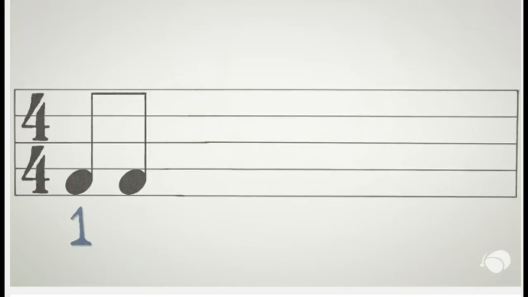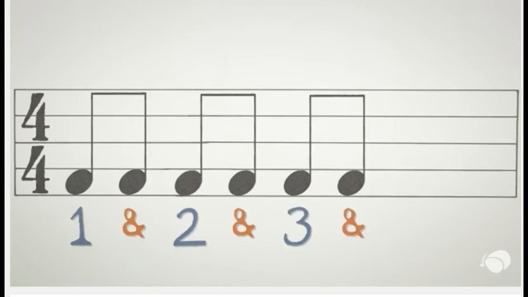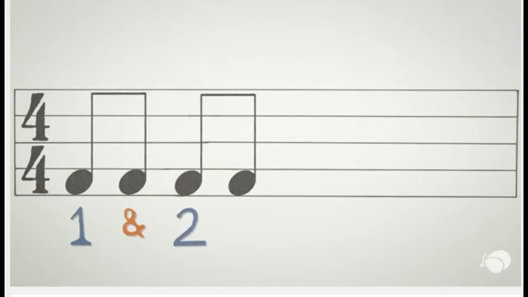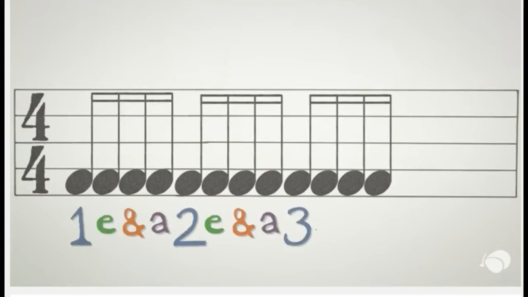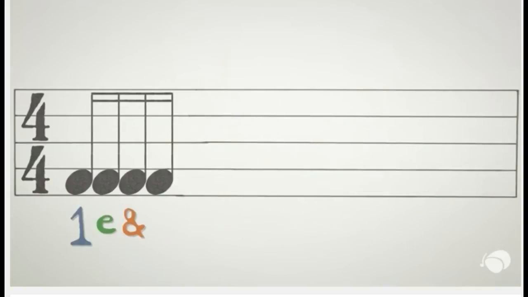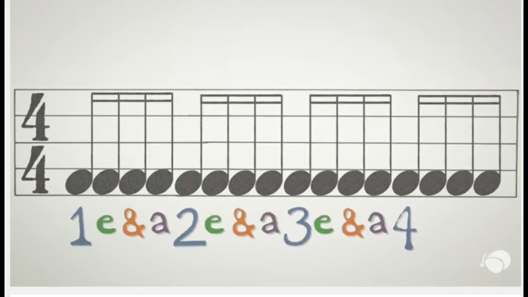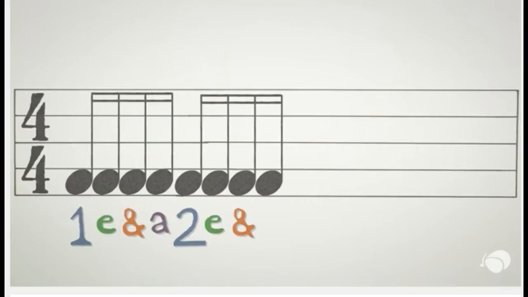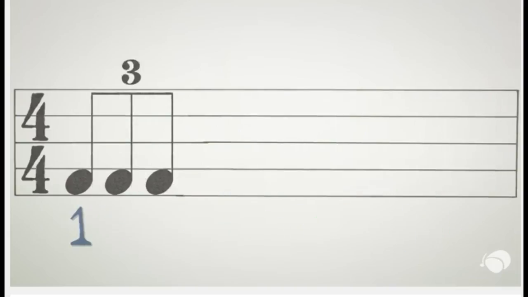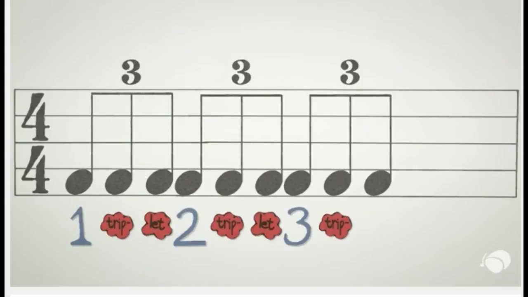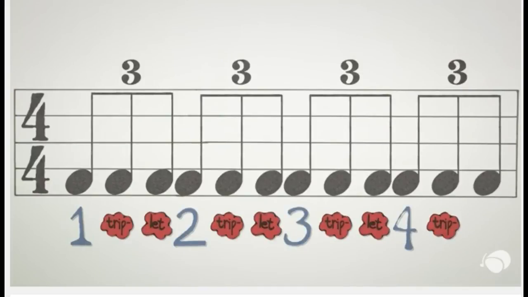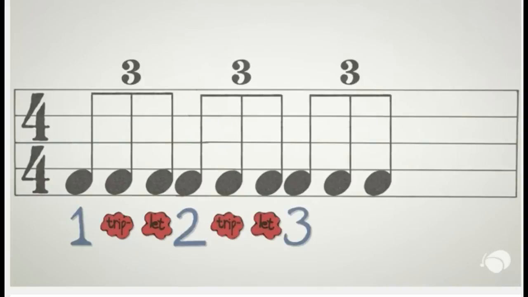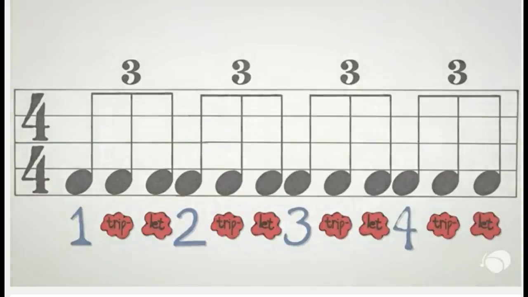So we count 1 and 2 and 3 and 4 and. 16th notes have 4 notes per beat: 1 e and a, 2 e and a, 3 e and a, 4 e and a. And with triplets, we count them as 1 triplet, 2 triplet, 3 triplet, 4 triplet.